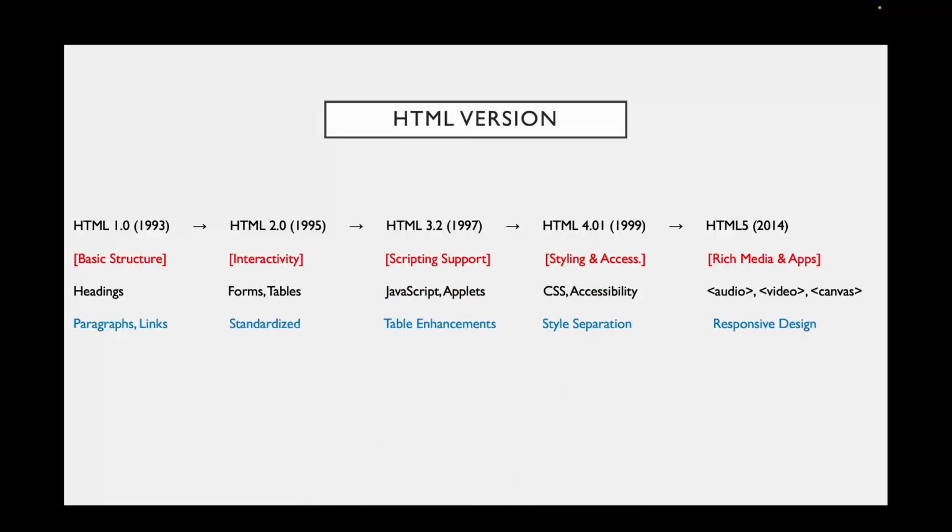Now let's look at how HTML evolved over time. HTML 1.0, that is at 1993, introduced the basic structure, and HTML 2.0 added forms and tables in that interactive standard. HTML 3.2 supported scripting and applets. HTML 4.01 improved the styling and accessibility, and HTML5 introduced rich media like audio, video, canvas, and responsive design. Today we use HTML5.